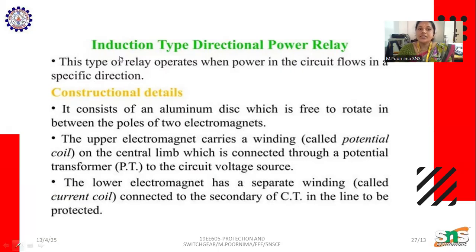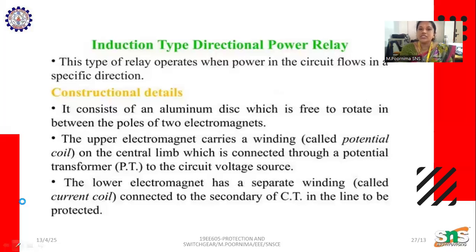This is the induction type directional power relay. This type of relay operates when power in the circuit flows in a specific direction. If the current flows in a specific direction, this type of relay operates.